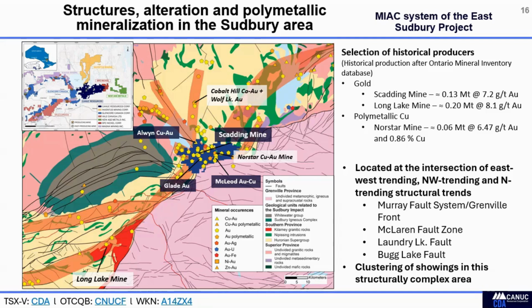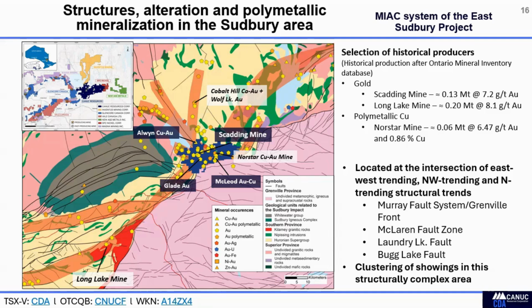So we have the probable Murray Lake fault, which merges with the Grenville Front, the McLaren Lake fault, which is a northwestern structure, and then the Laundry Lake structural corridor, actively explored by Ventus, to the north of the East Sudbury project. There's also a clustering of polymetallic and gold-bearing showings associated with this area. There are a couple of historical producers, primarily for gold: the Scadding gold mine and the Long Lake gold mine.